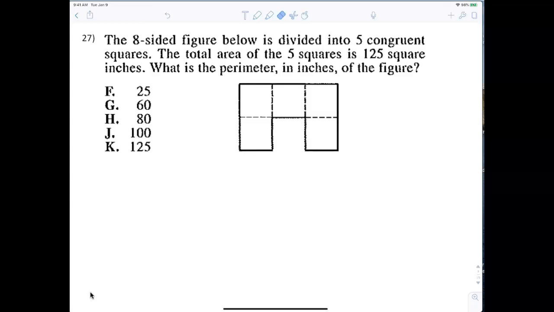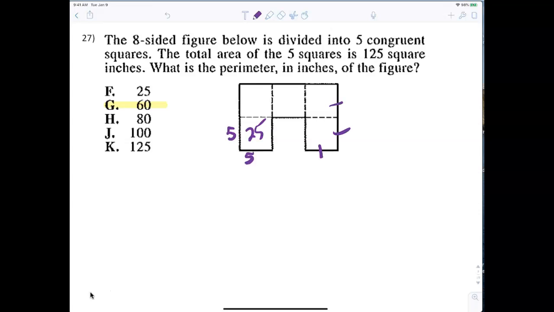Anybody have any issues? What's the answer to this one? Somebody said 60. Yes, ma'am. The area of all the squares is 125, right? So if I divide that by 5, the area of each square is what? The area of each square is 25. Which means that each side is 5, correct? So now to me it's just a matter of counting up the sides.